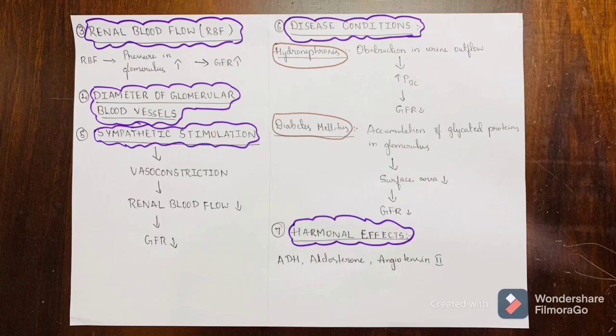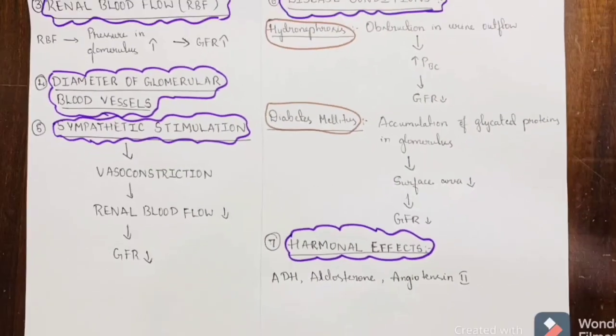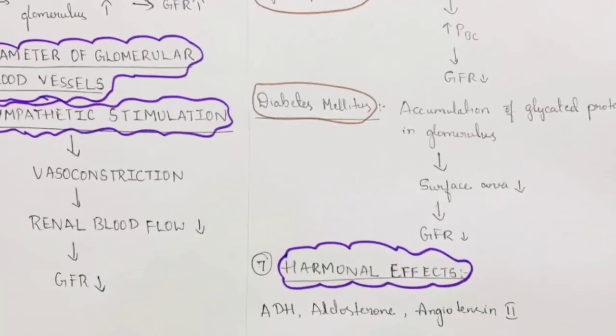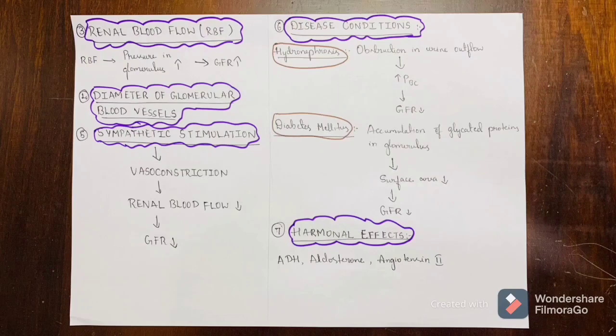And the sixth factor is disease conditions. The first one is hydronephrosis. In hydronephrosis, there is obstruction in urine outflow. This increases the Bowman's capsular hydrostatic pressure, which decreases the GFR. The second disease condition is diabetes mellitus. In diabetes mellitus, there is accumulation of glycated proteins in the glomerulus, which decreases the surface area, which decreases the GFR.